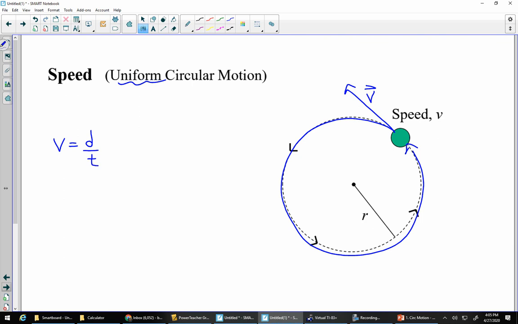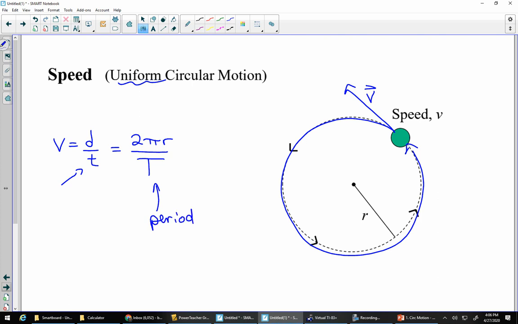Any ideas, though, how I could get a distance out of this? Oh, yeah, it's a circle. So an easy distance to deal with is the circumference of the circle, which we remember back to math is 2 pi r. Now the t is not just any t. It's a very specific one. We're going to call it capital T. We're going to call that period.